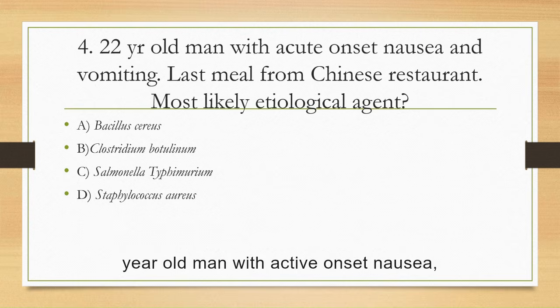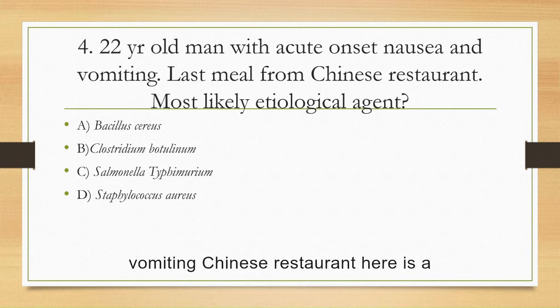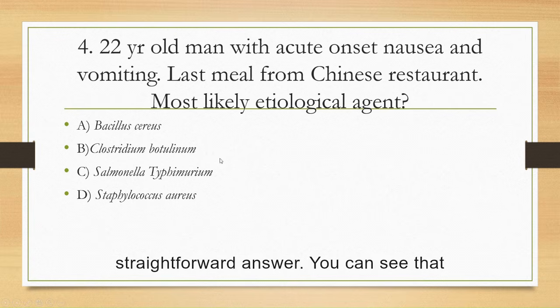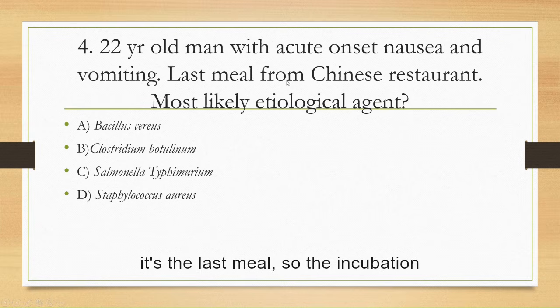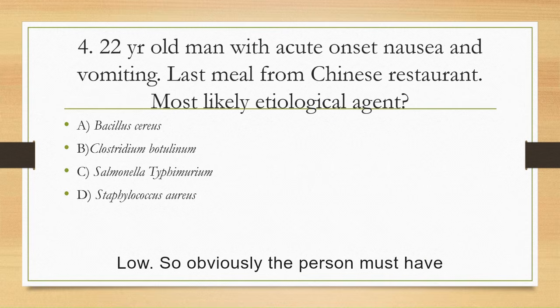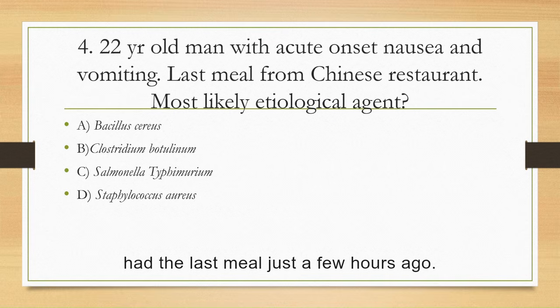So, a 22-year-old man with acute onset nausea, vomiting. Chinese restaurant here is a very big clue. So it is a very straightforward answer. You can see that it's the last meal. So the incubation period is low. Obviously the person must have had the last meal just a few hours ago.